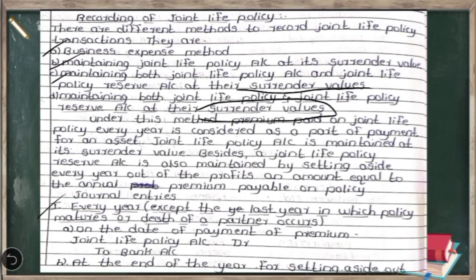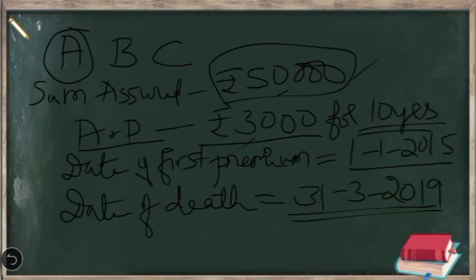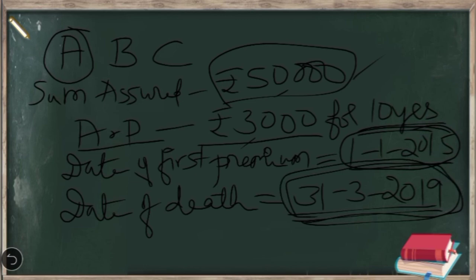It is given that the first set of entries have to be passed every year except the last year in which policy matures or the date of death of partner occurs. So policy has been taken up on this particular date, that is on 1st January 2015. So there is time for 10 years to get the maturity value. But before that, in the year 2019, one of the partners, that is A, has died. So because of death of A, the policy matures on this particular date. They need not wait till the completion of 10 years. So in the month of March of the 5th year, they are going to get the maturity value of the insurance policy.